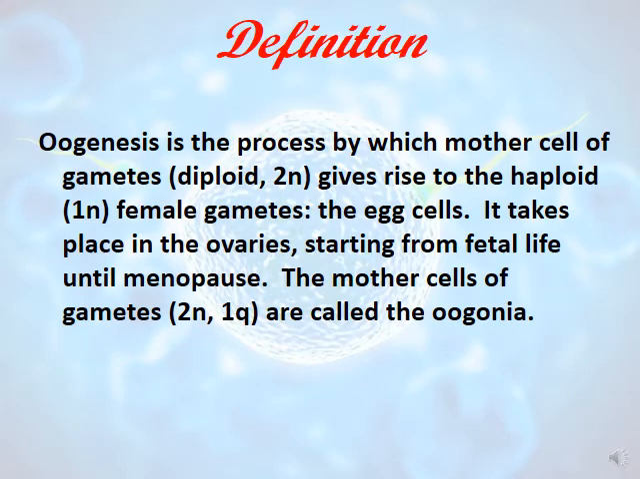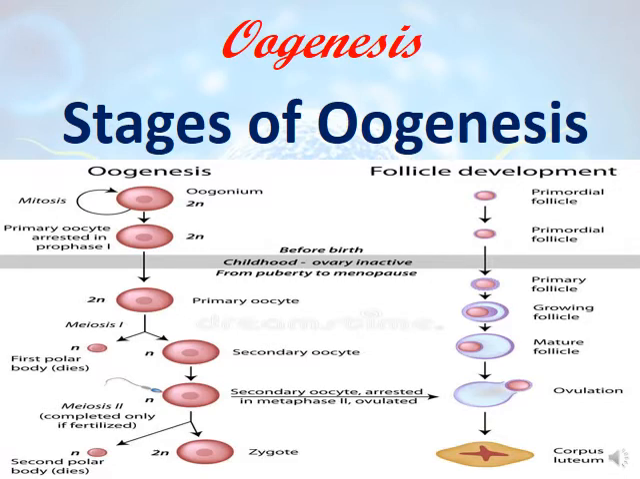What is oogenesis? Oogenesis is the process by which the mother cells of gametes give rise to the haploid female gametes, the egg cells. It takes place in the ovaries, starting from fetal life until menopause. The mother cells of gametes, 2N, 1Q, are called the oogonia. These are the different stages of oogenesis.